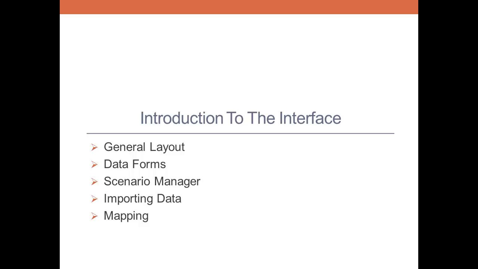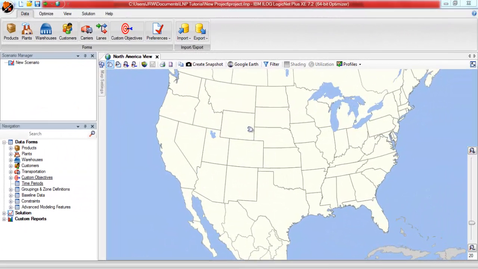This section will explore the interface of LogicNet Plus. General layout. This is the default view of the interface when you open a project. The large window on your right shows the mapping section. In the top left is the Scenario Manager, while below this is the navigation tree.